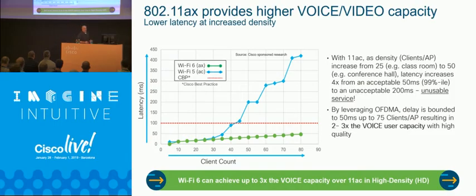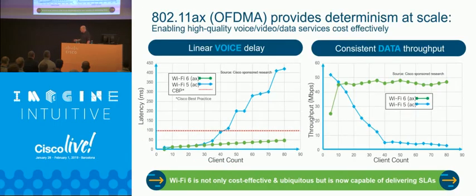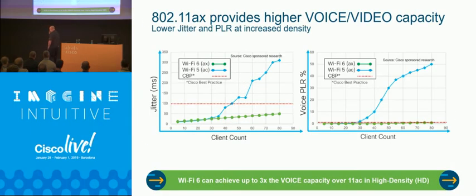Packet loss drops. Notice over here, we're going up to 80 clients. Would you ever put 80 clients, voice clients, dedicated on a single AP? That's why this is important, because it all changes. So how does it do this?